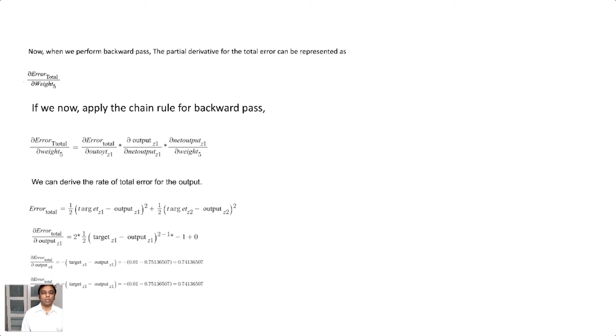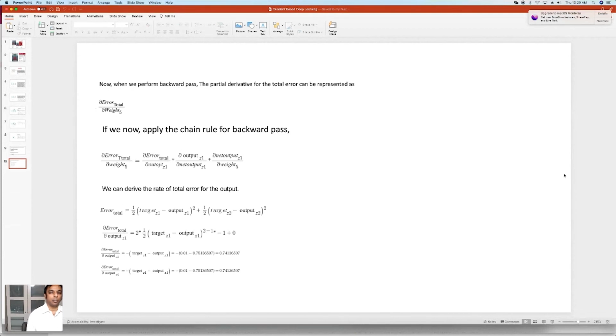So this is how you're going to compute it, and your ideal target is half of the target Z1 minus output of Z1 whole square, plus 1 by 2 of the target Z2 minus output of Z2 whole square. We put the values into it based on our earlier computation, and you're simply going to reduce the error, and that's what you're going to get as your total computation value. So that is in a nutshell how you're going to be able to apply this.